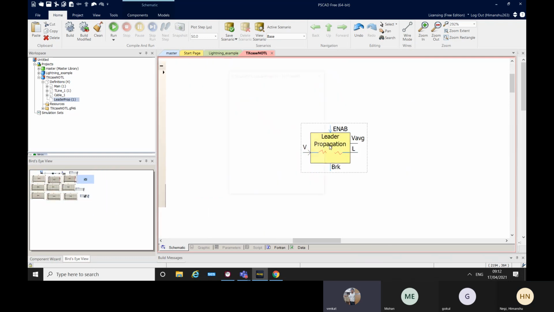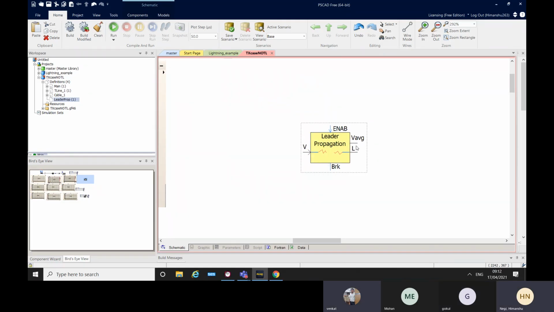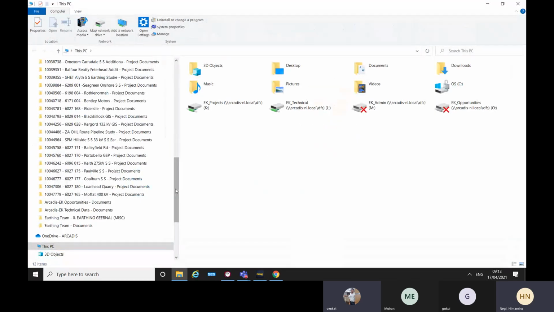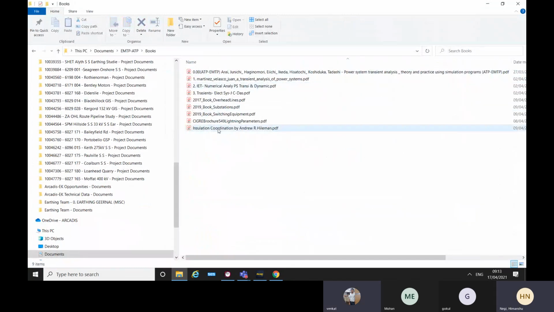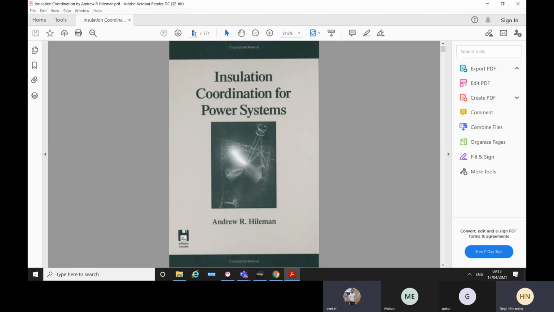Just double click it to see. Yes, it is okay. Good stuff. I was looking for some example of how this works, because this is the first file I have seen with this leader propagation, and I think it is a more advanced method to simulate this, rather than the volt curve. I got something written in this book, Andrew Hillman. I think I also gave it to you guys. I hope this linear progression method will be there in JC DOS too.